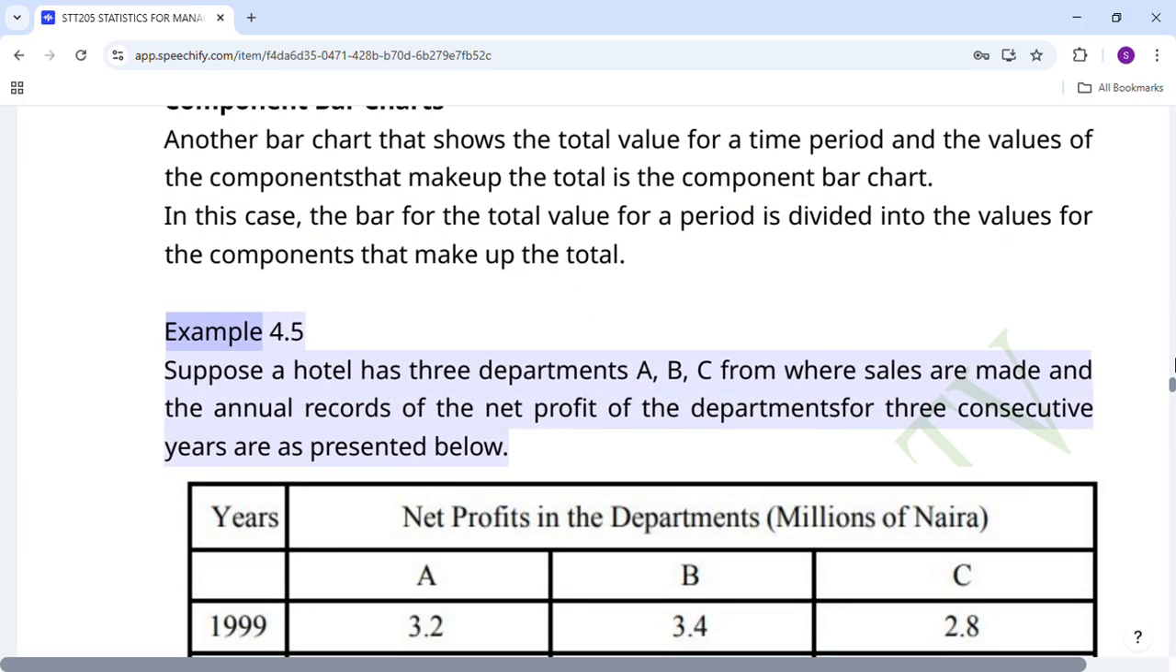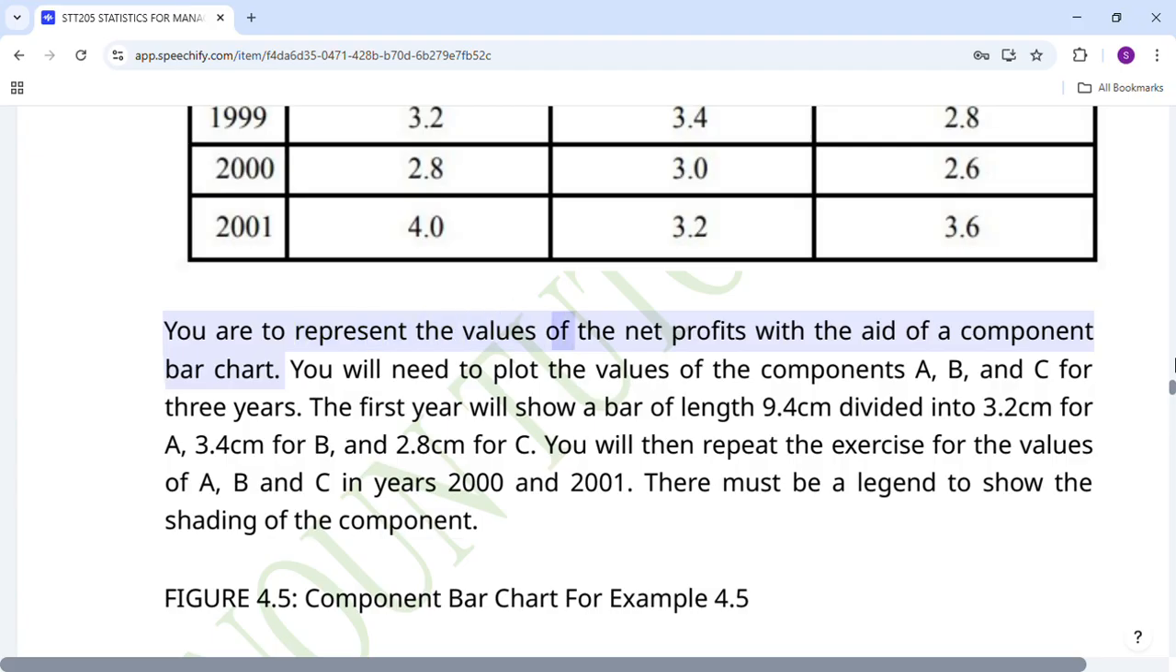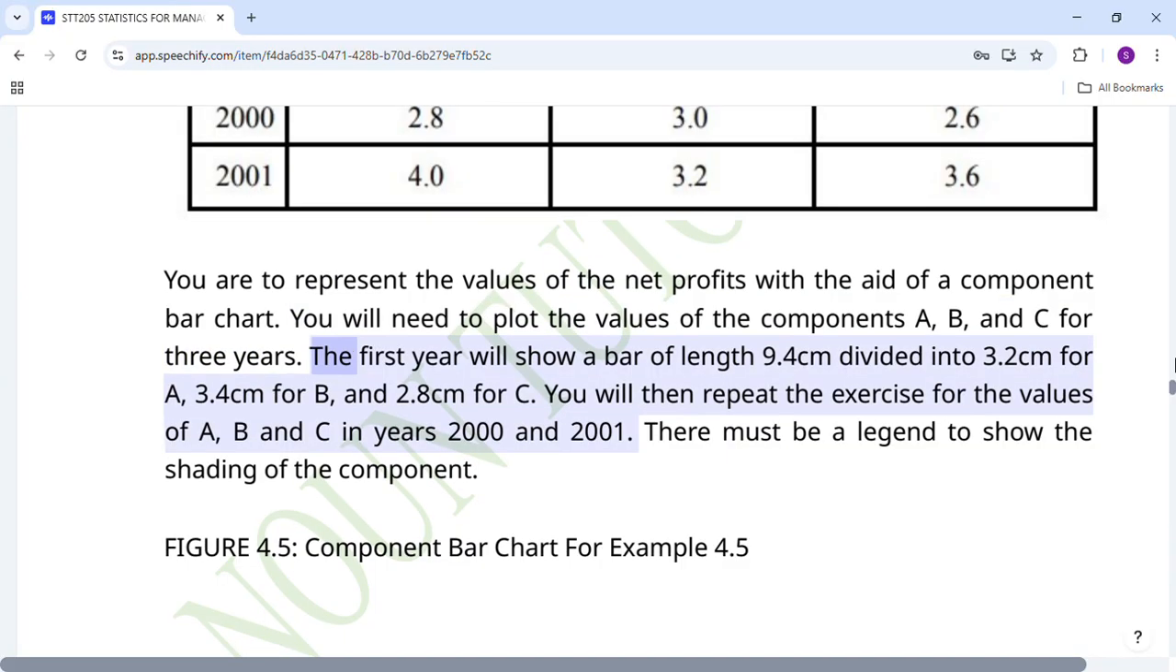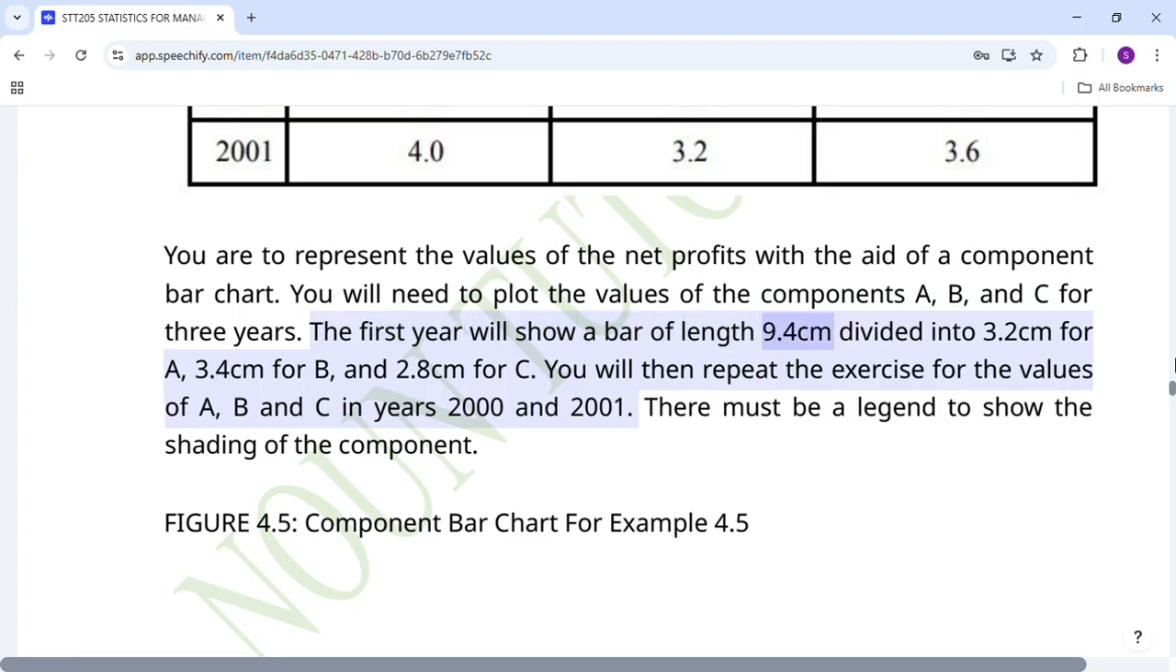Example 4.5. Suppose a hotel has 3 departments A, B, C from where sales are made and the annual records of the net profit of the departments for 3 consecutive years are as presented below. You are to represent the values of the net profits with the aid of a component bar chart. You will need to plot the values of the components A, B, and C for 3 years. The first year will show a bar of length 9.4 centimeters divided into 3.2 centimeters for A, 3.4 centimeters for B, and 2.8 centimeters for C.